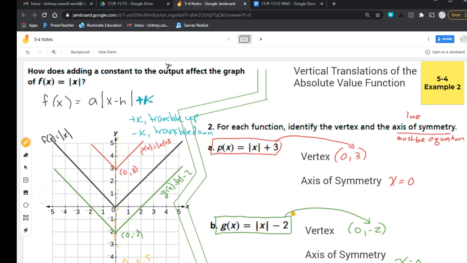But there we have it. So that is a vertical translation of the absolute value function and looking at the vertex and how the axis of symmetry is affected. Until next time.